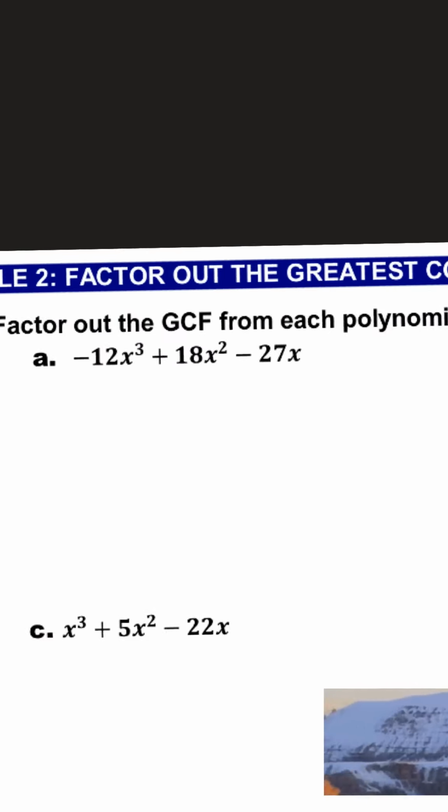Okay, so now we're going to talk about factoring out the greatest common factor. The first step of factoring out a greatest common factor is to first find the greatest common factor.